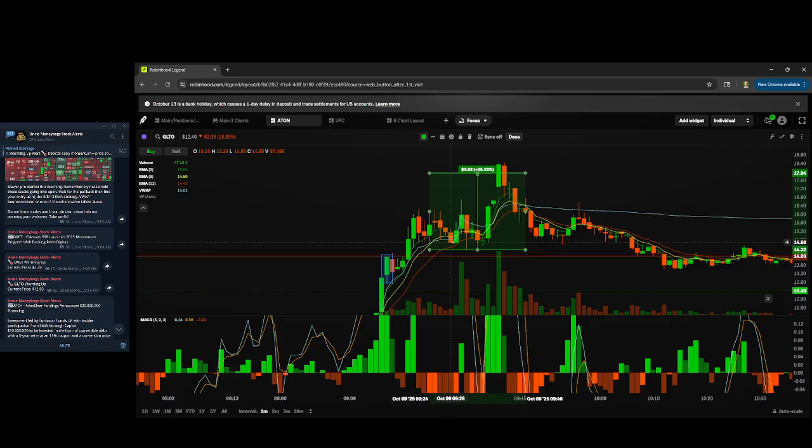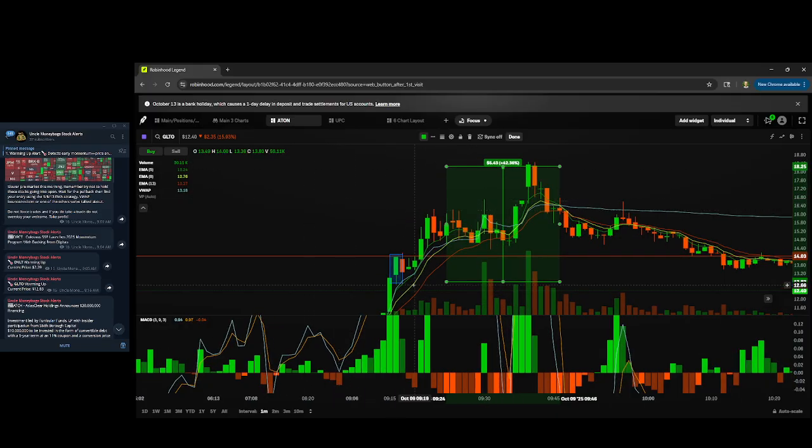Now, if you had not waited for this break to get in, and you had taken that alert down here at 1283 all the way down here, which you could have done, and you rode that thing even farther to the top, I mean, we're talking a 42% move, all within the span of 25 minutes or so.